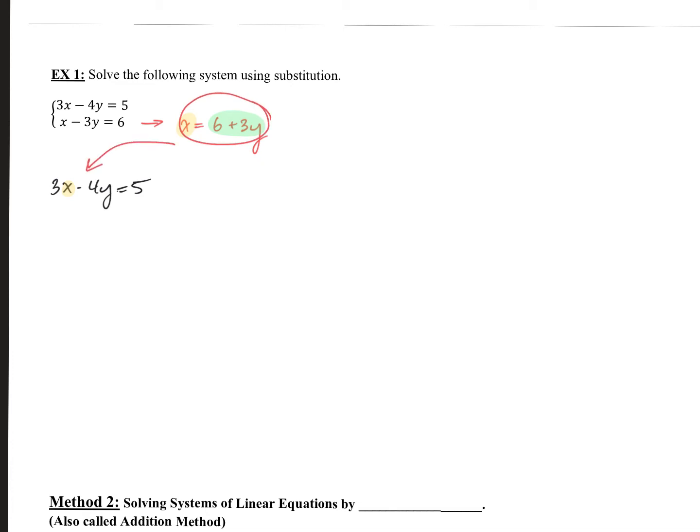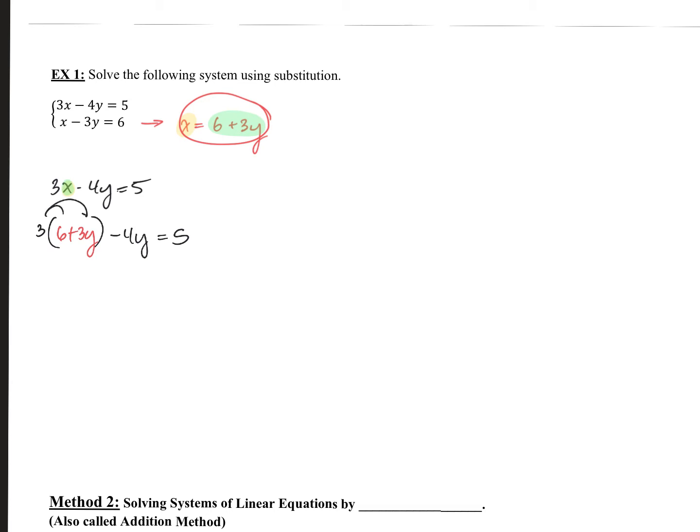How do we do that? Well, notice x is supposed to equal 6 plus 3y. So we'll go ahead and just substitute that for the x value. So this is going to be 3 times (6 plus 3y). We just went ahead and substituted that in. Then minus the 4y equals 5. And notice, hey, what do you know? We now have an equation in only y, which means it's easy to solve.